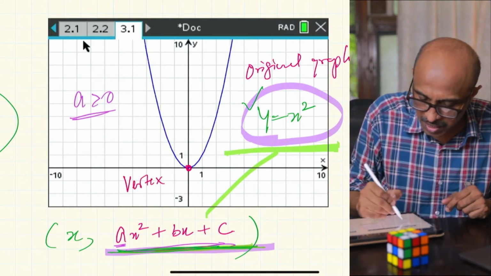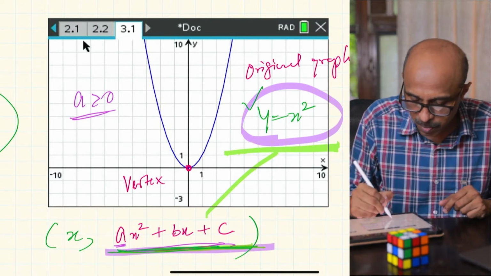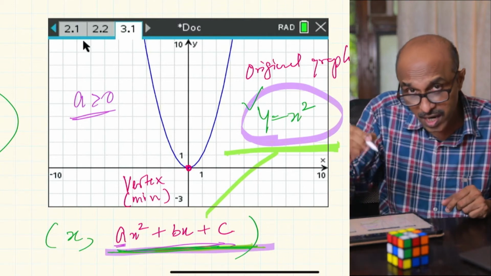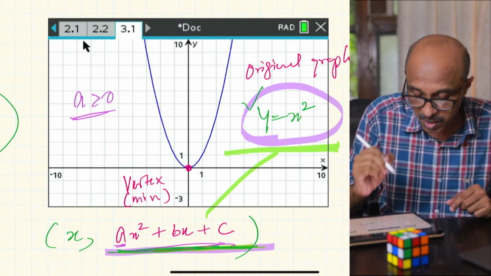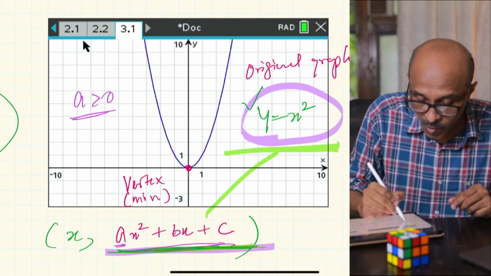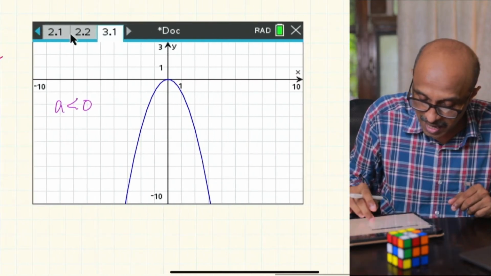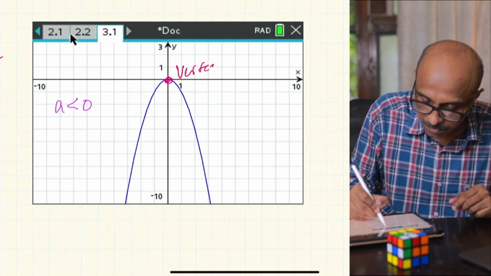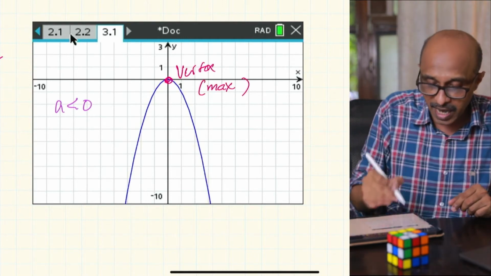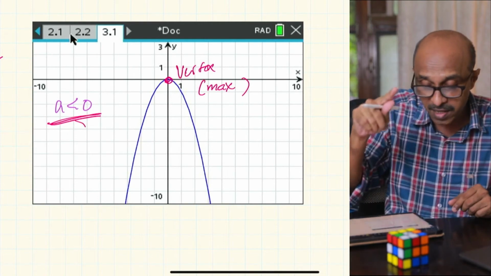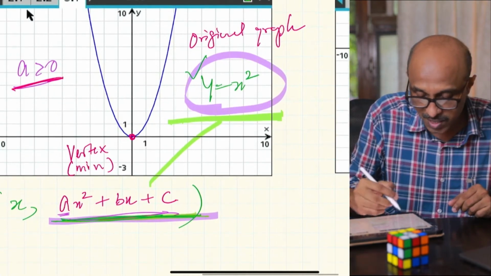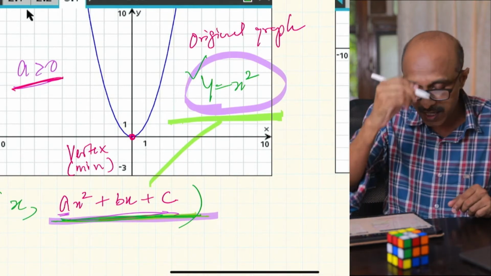Okay, so the vertex when a is positive is the point which we will call the minimum value of the quadratic. It's the lowest value that the quadratic will take, okay? And when a is negative, that's the vertex, the turning point, and that will be the maximum value for the quadratic, okay? When a is negative, the vertex is where the quadratic attains the maximum value, whereas when a is positive, the vertex is where the quadratic will attain the minimum value.